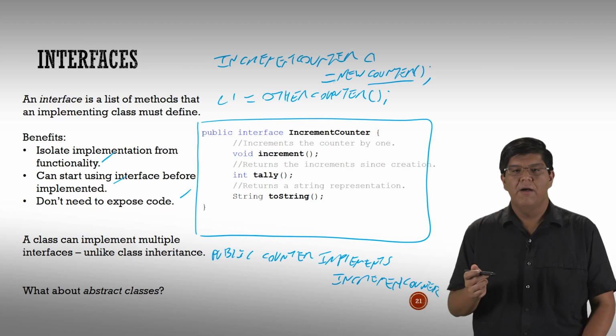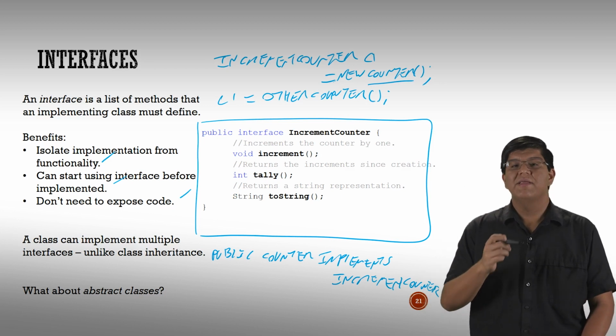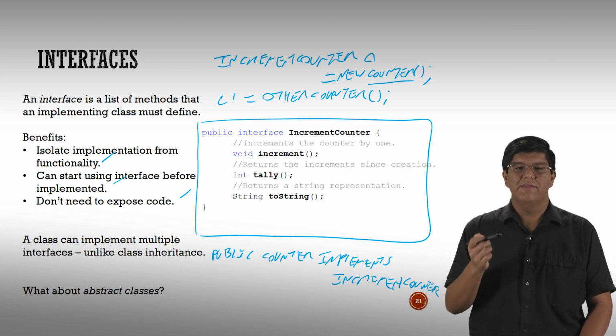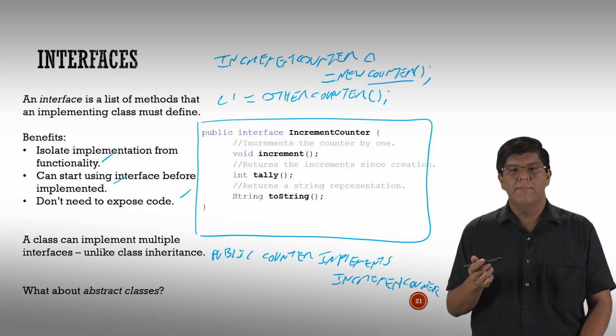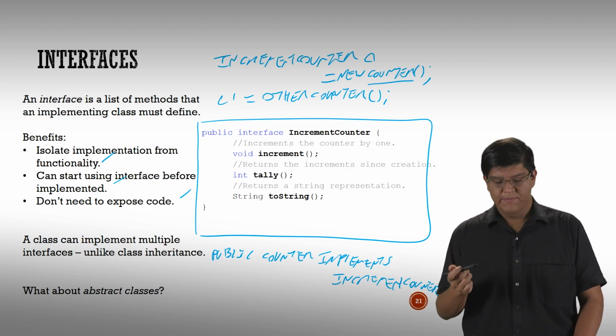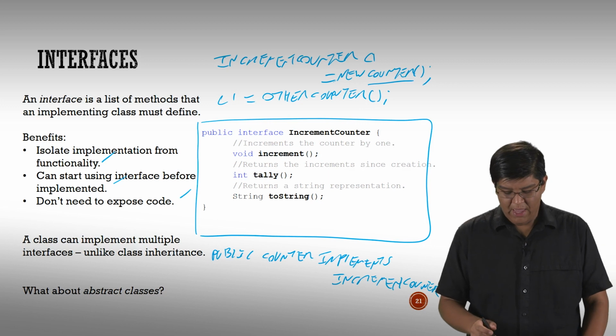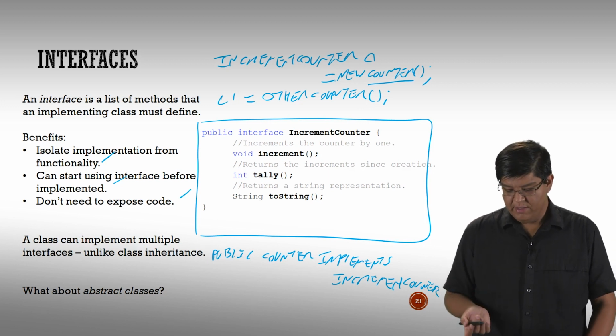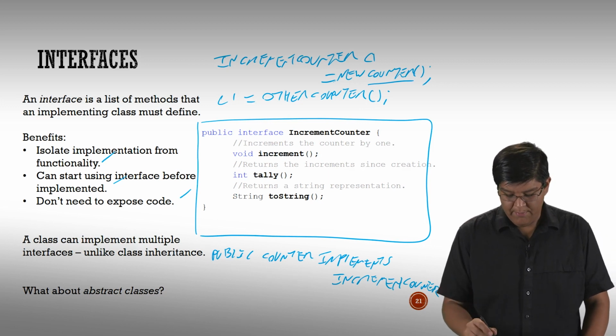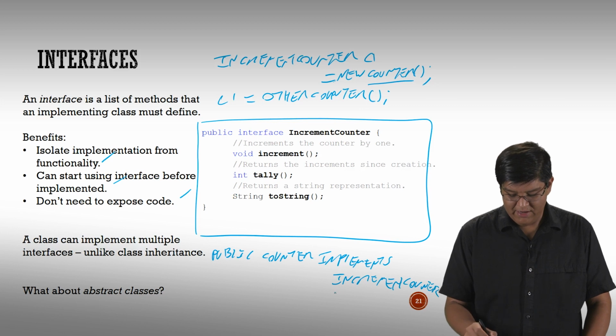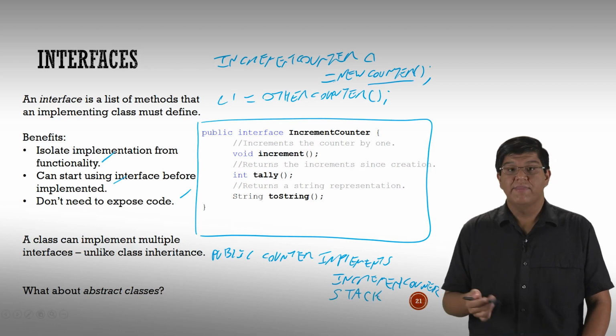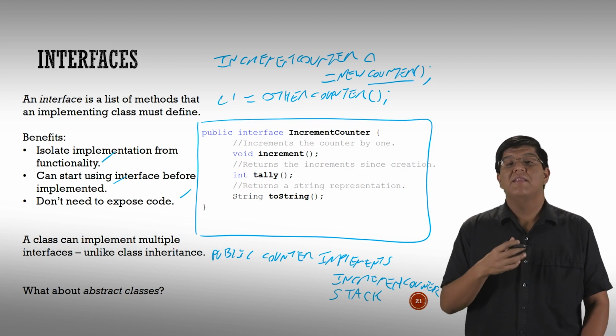Another side note here, and this is something that we won't need immediately, but we will probably need at some point, is that classes can have multiple interfaces. In my example, my counter implements a single thing, increment counter. But I could also, and this would be silly, have it implement stack. So I could have an object that is interchangeable for different things. A class can implement any number of interfaces.